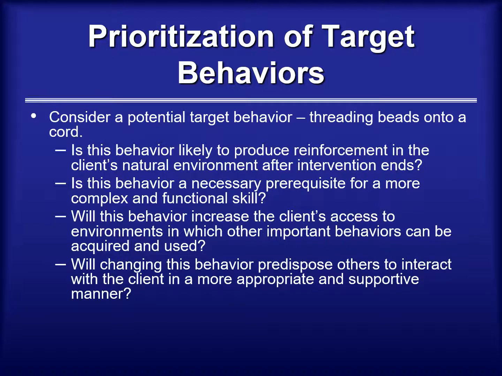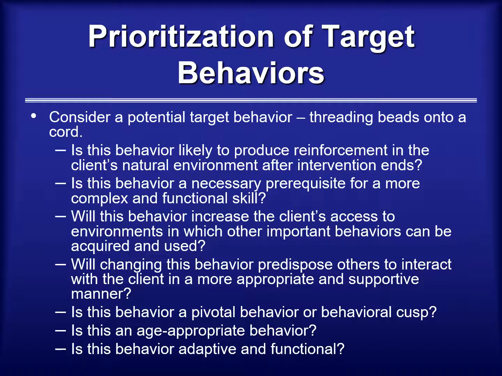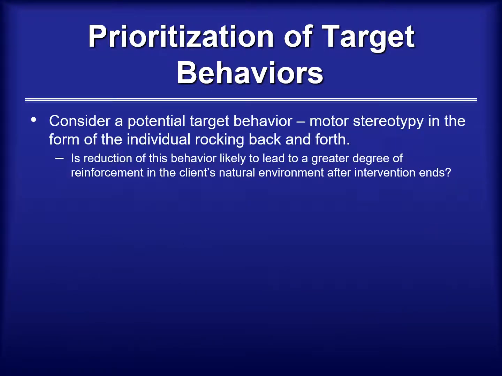Will changing this behavior predispose others to interact with the client in a more appropriate and supportive manner? Is this behavior a pivotal behavior or behavioral cusp? Is this an age-appropriate behavior? Is this behavior adaptive and functional? Again, Figure 3.4 and Chapter 3 of Applied Behavior Analysis focuses primarily on assessment of habilitation of behaviors targeted for increase. Here, consider how you could use the full questionnaire to assess a behavior that you might target for decrease.